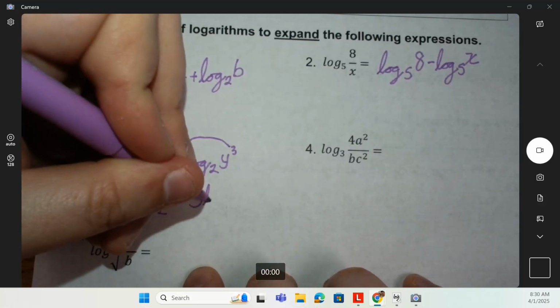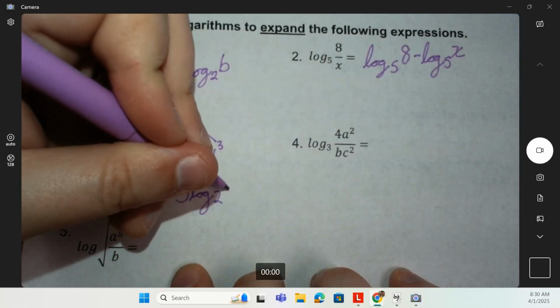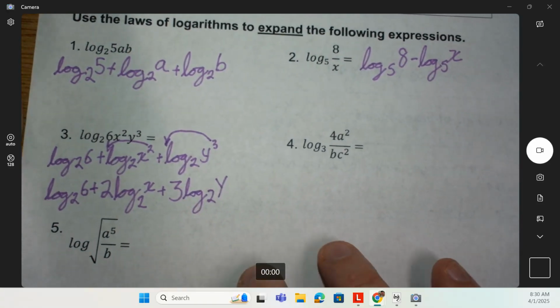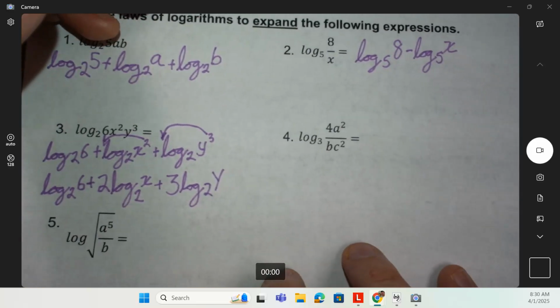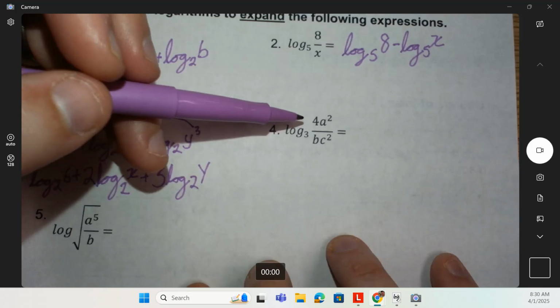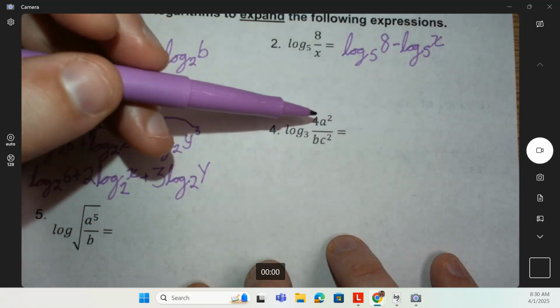So 3 times the log 2 of y. And so that would be our expanded form of that one. Now on number 4, log 3 of a squared over bc squared, or 4a squared, there on top.